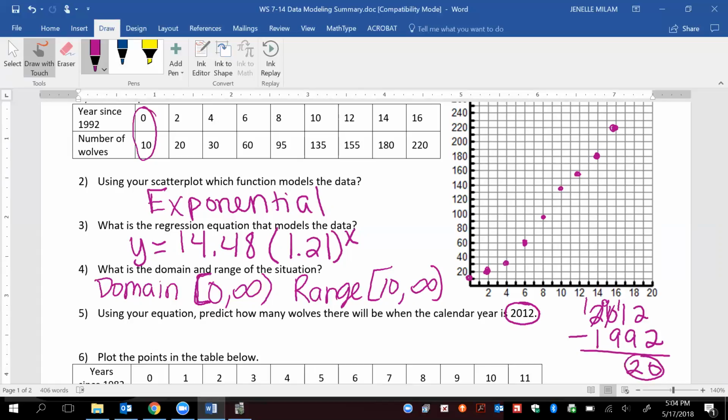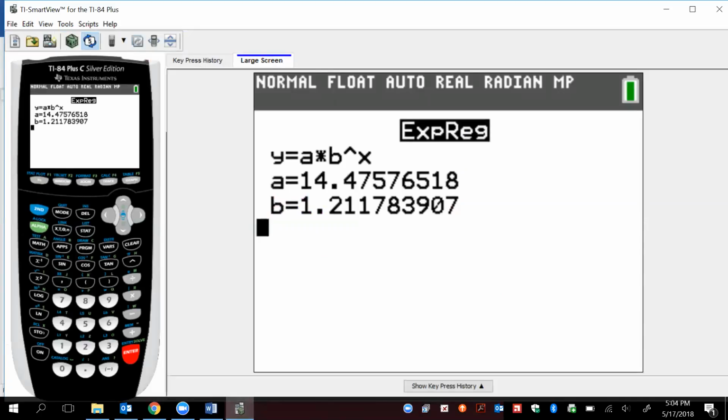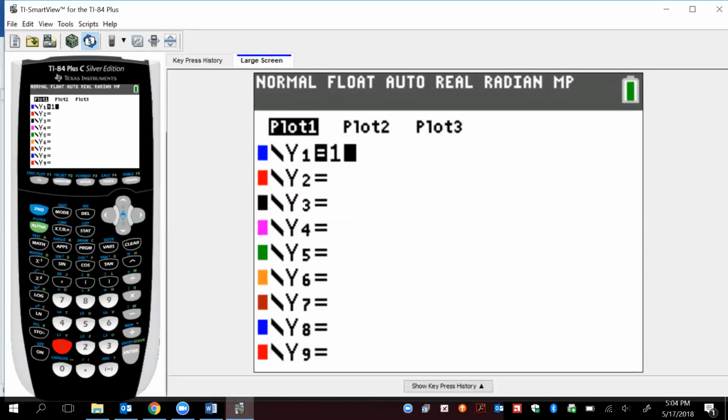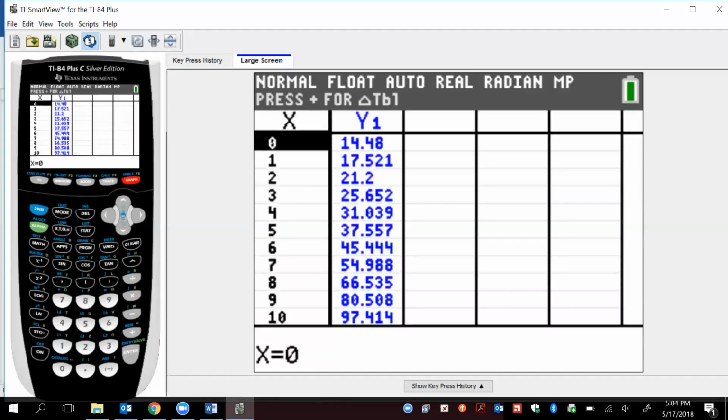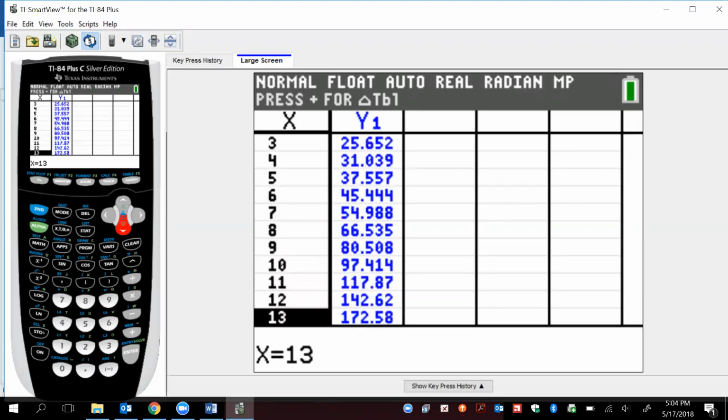So what we're going to do is we're going to go back to our calculator. We're going to plug that equation into y equals that we just wrote. So we're going to plug in 14.48 open parentheses 1.21 close to the x. And then we're going to hit second graph. And we're going to go down to where we see that x is 20. So we're looking for where x is 20. And where x is 20 is going to be our answer.